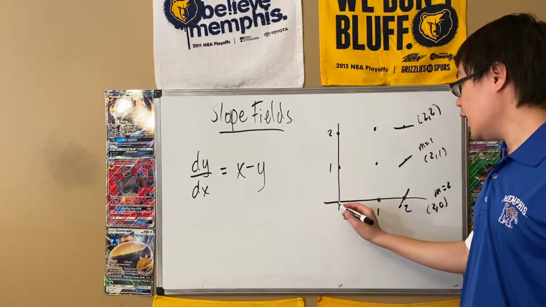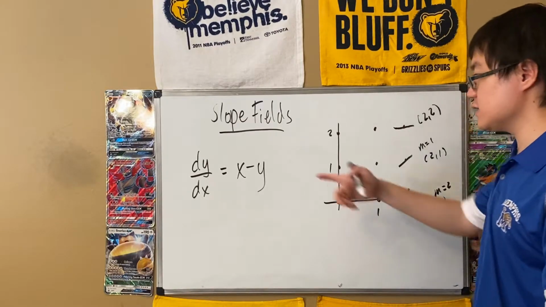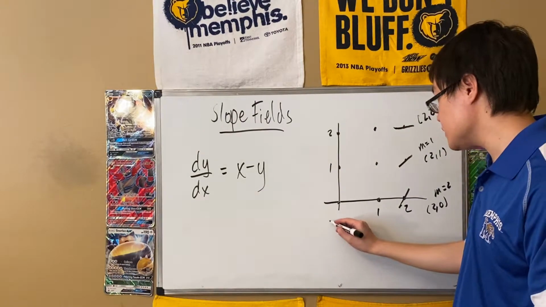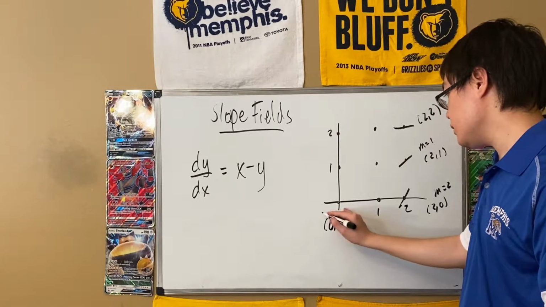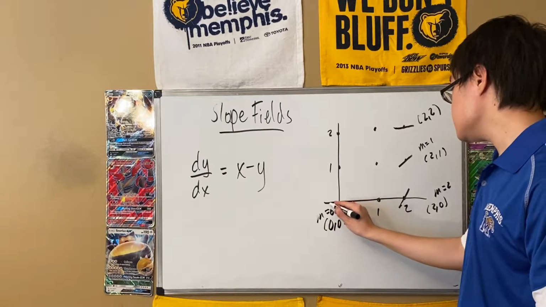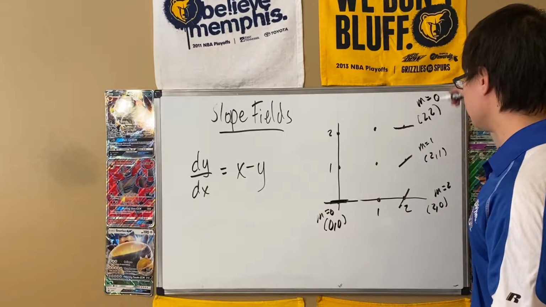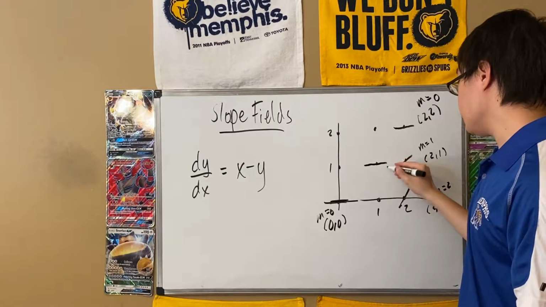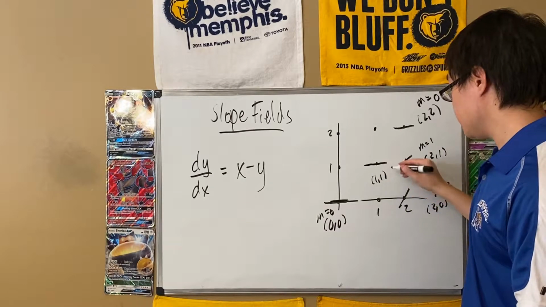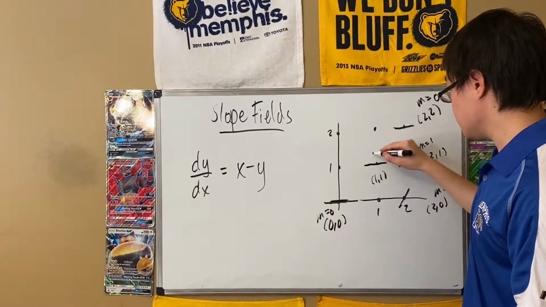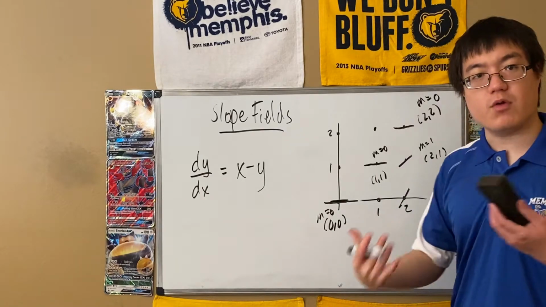Let's keep going. What other ones have perfectly horizontal lines? That's when the x coordinate and y coordinate are the same. So it looks like at 0, 0 here, the slope is also going to be 0. So we're going to bold this as best as possible. And this is equal to 0 in this case. Same thing with 1, 1, because the slope is 0, because you're plugging in 1 minus 1.